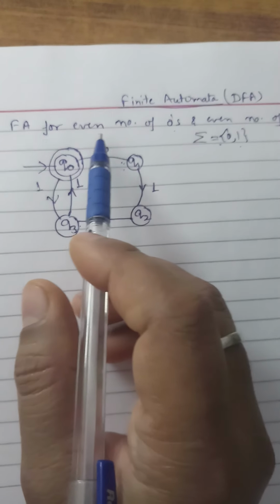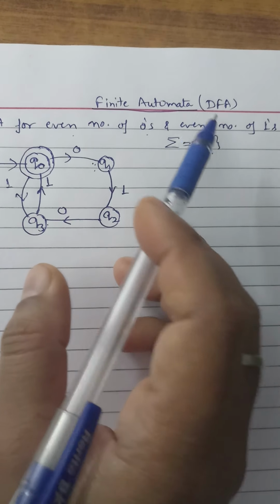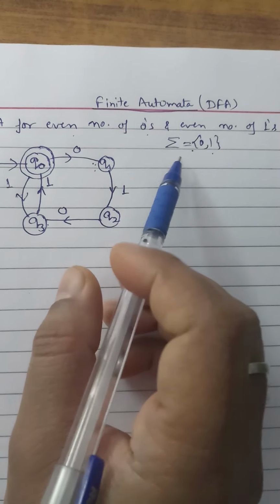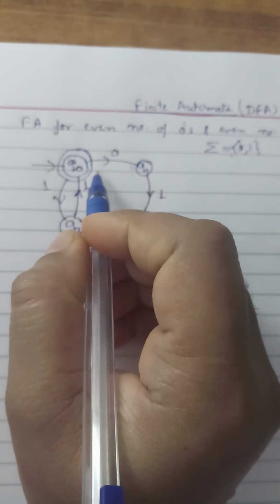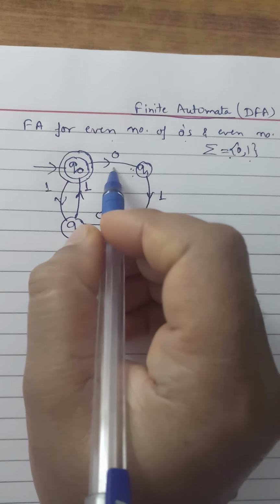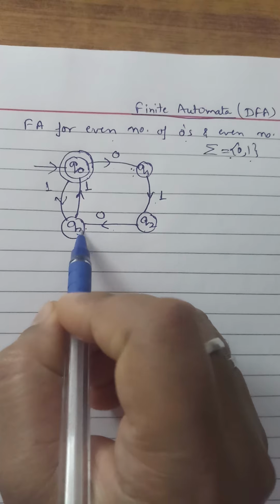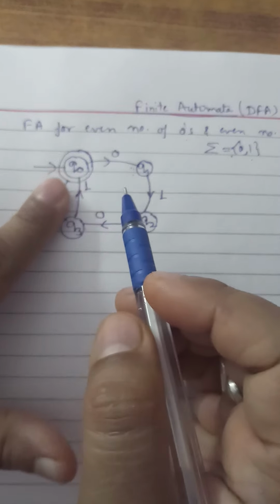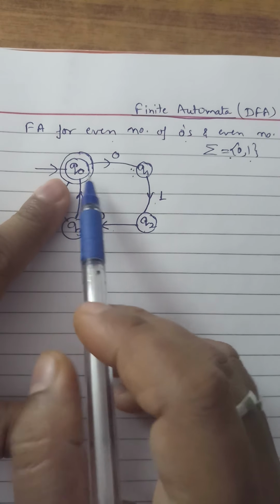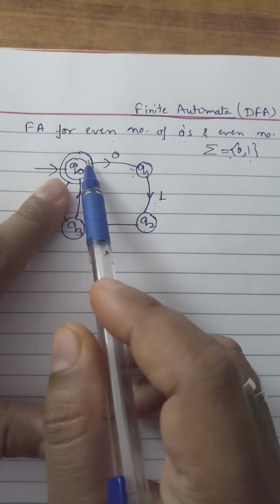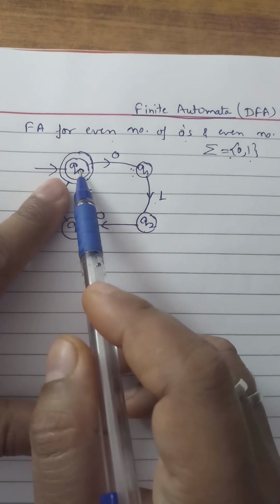Finite automata for even number of zeros and even number of ones. DFA, where we have alphabet 0, 1. So we start with initial state Q0 and we make transition from Q0 to Q1 on 0, Q1 to Q2 on 1, Q2 to Q3 on 0 and Q3 to Q0 on 1. So in that way we will get even number of zeros and even number of ones, and we make Q0 as a final state. So Q0 is initial state and final state both.